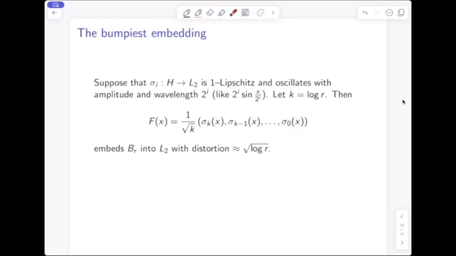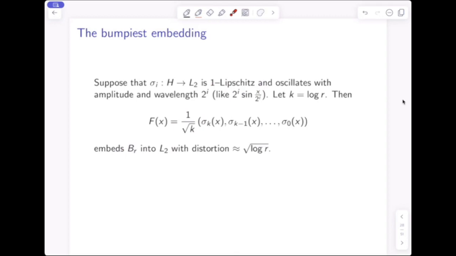And then we claim that this embeds the ball of radius r into L2, into Hilbert space, with distortion on the order of root log r. And the reason for this is because if you take 2 points in BR, remember BR is the ball of radius r in the lattice. So if you have 2 points in BR, the closest they can be is if they are adjacent in the Cayley graph. The closest they can be is distance about 1.